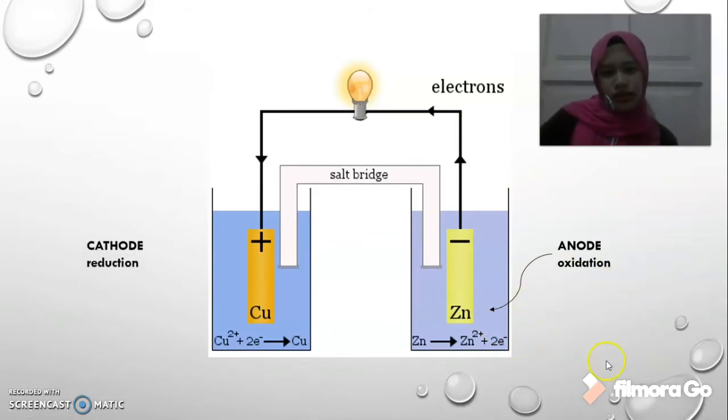And this side is the cathode side. Reduction will happen here, and it will receive electrons, and the mass will increase. The mass of cuprum will increase, but here it will lose its mass.